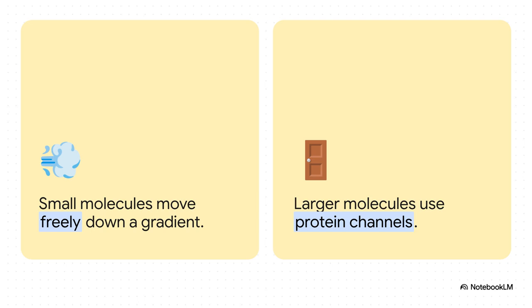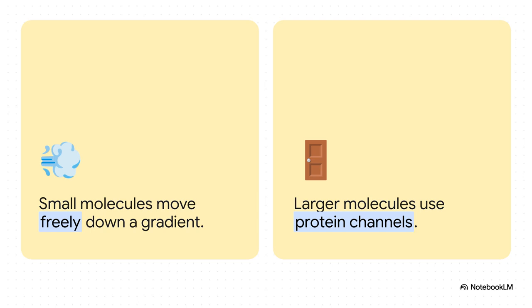First, there's simple diffusion. This is for the tiny, often fat-soluble molecules like oxygen and carbon dioxide. They literally just slip right through those hydrophobic tails down their concentration gradient, so going from an area of high concentration to low. But what about the bigger stuff, or molecules with an electrical charge? They still want to flow downhill from high to low, but that lipid barrier is in the way. That's where facilitated diffusion comes in.